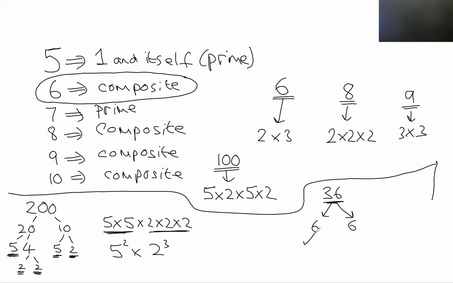But I can then partition 6 into 3 and 2. And again, you've got 3 and 2 here. We could say these are times in. And suddenly we have our prime factors. What do we have? We have 3 squared times 2 squared.